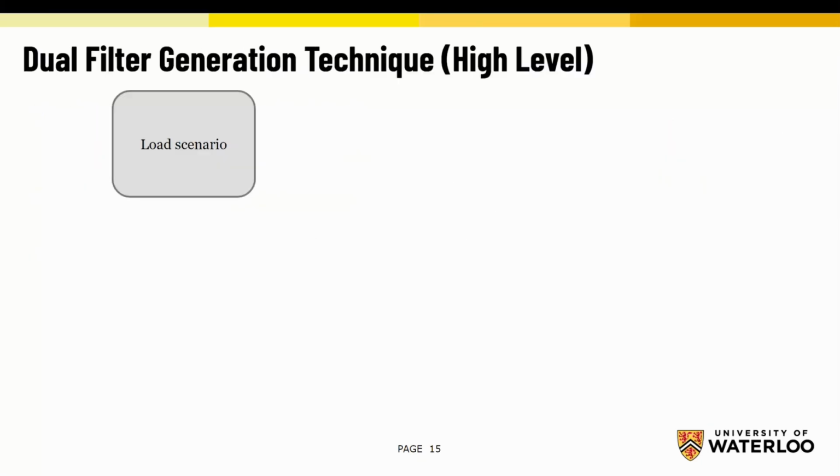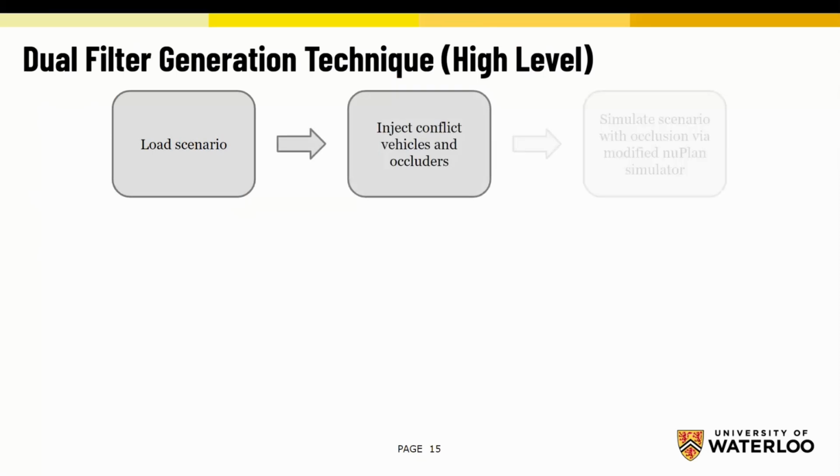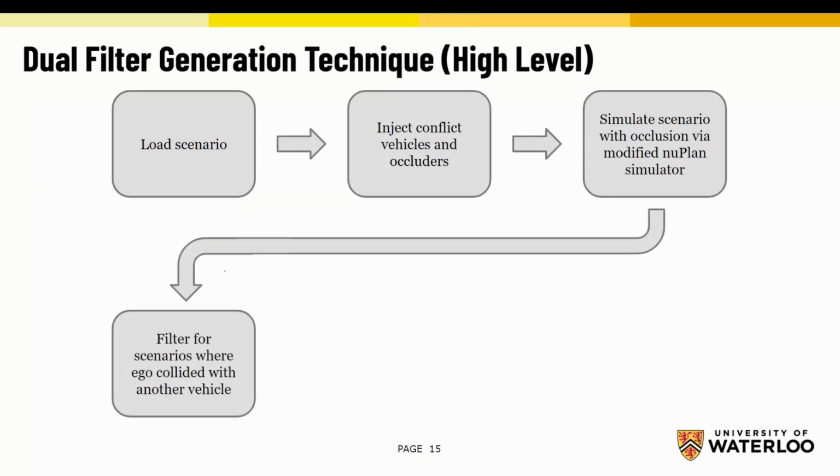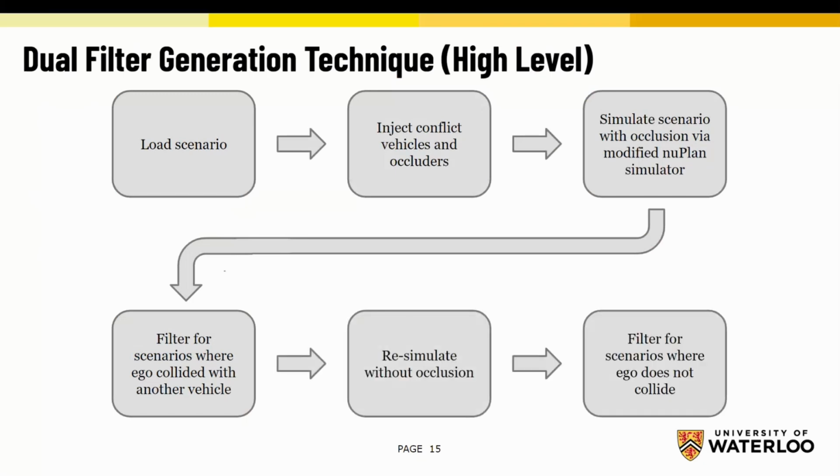Okay, to the actual generation. We use a dual filter generation technique. We take our scenario from the many scenarios in the data set, we inject conflict vehicles and occluders, and then we simulate that scenario with occlusion enabled. We filter all of those scenarios for only the ones where ego actually collided with another vehicle, and we simulate again, this time without occlusion. We finally perform a final filter for only the scenarios where ego did not crash.